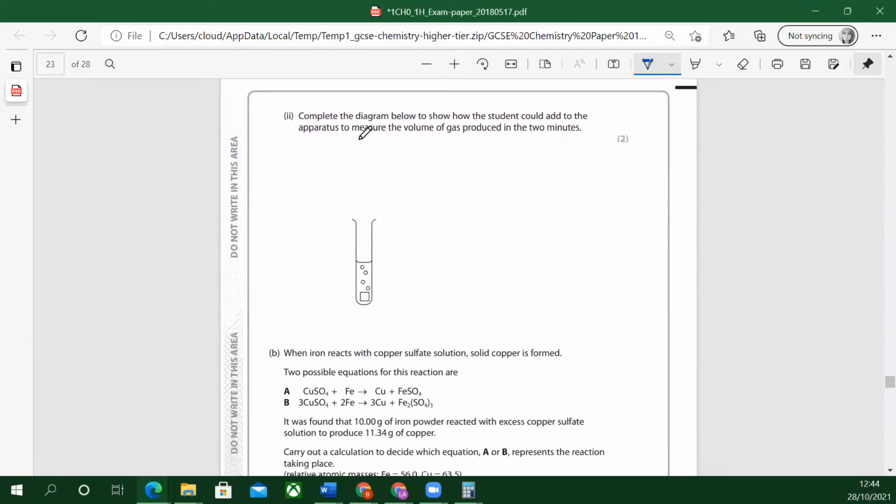Complete the diagram below to show how the student could add to the apparatus to measure the volume of gas produced in 2 minutes. Okay, so what you could use is a gas syringe, which will be easiest in the time given in an exam. A gas syringe is just a pipe attached to it. It looks like a massive syringe, like one with a needle, but it hasn't got a pointy bit. So this is a gas syringe. It would have little markings on it to show you the measurements. Gas syringe.